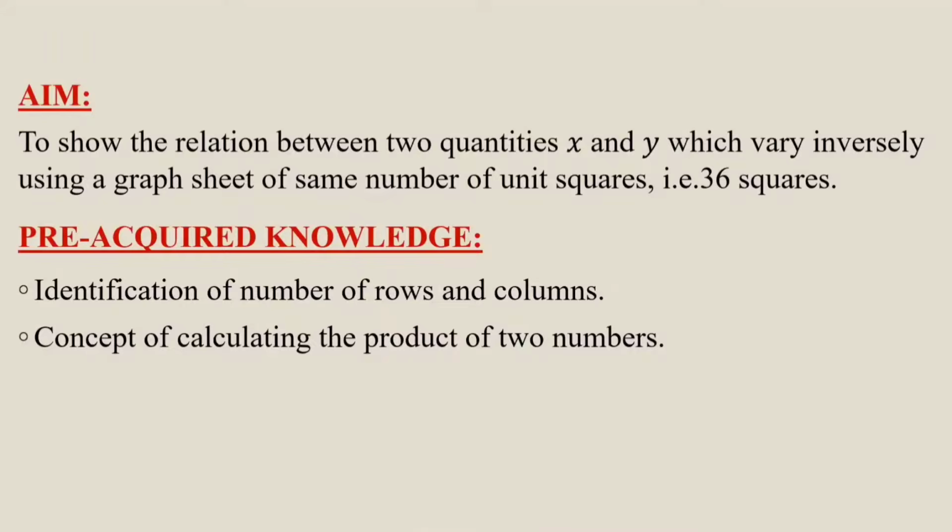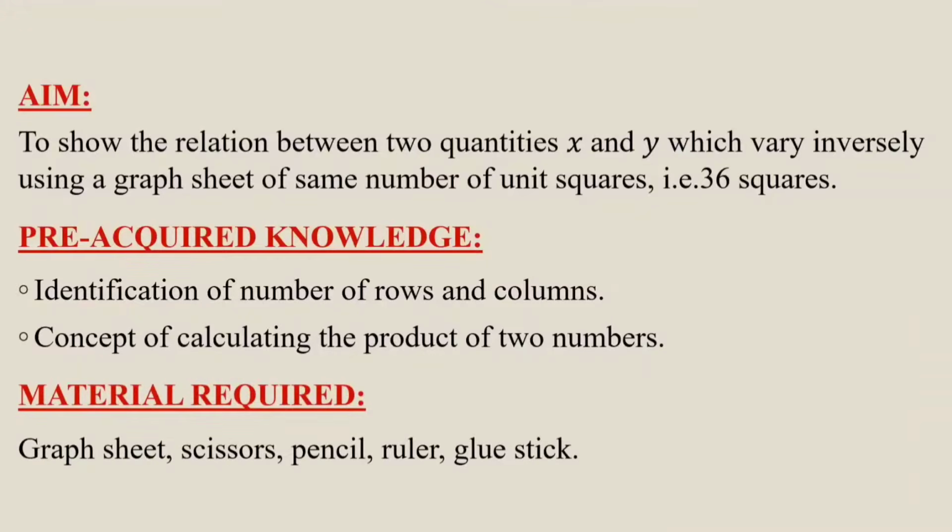What is the pre-acquired knowledge? I need to know how to identify the number of rows and columns. Then the concept of calculating the product of two numbers, which I'm sure you all must be knowing. The material required: the graph sheet, scissors, pencil, ruler, glue stick, or any other adhesive you can take.